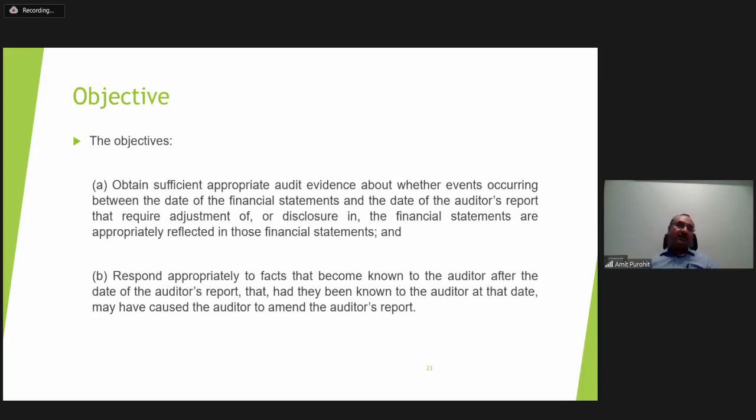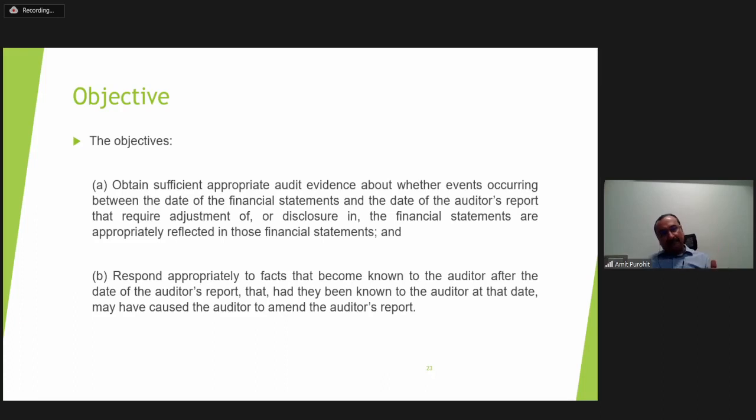Having understood the scope of this particular standard, let us understand what the objectives of this standard are. So friends, there are twin objectives. They are obtaining sufficient appropriate audit evidence about whether events occurring between the date of the financial statements and the date of the auditor's report that require adjustment of or disclosure in the financial statements are appropriately reflected in those financial statements or not. So friends, we are already aware of AS 4 on events occurring after the balance sheet date, Ind AS 10. Now this first limb is akin to the requirements of AS 4.